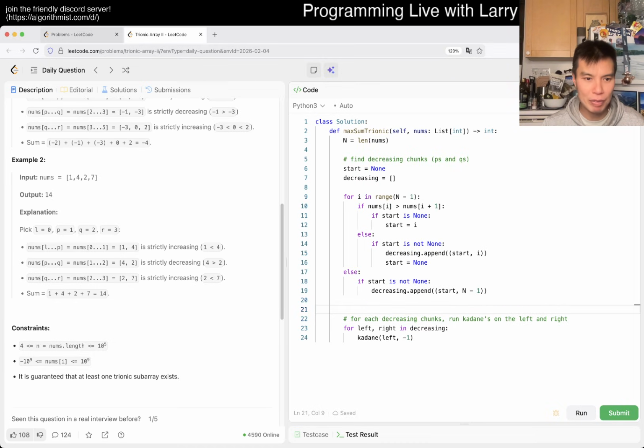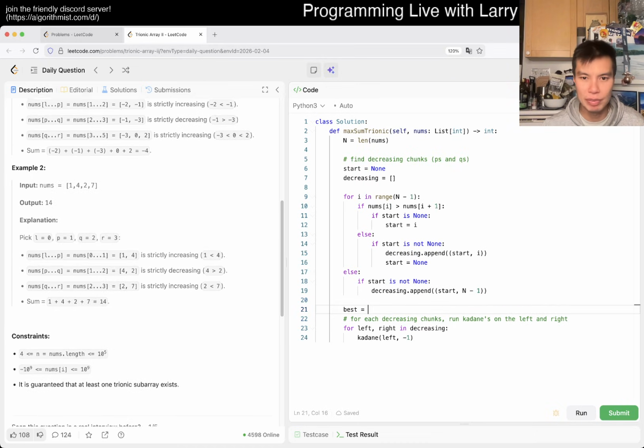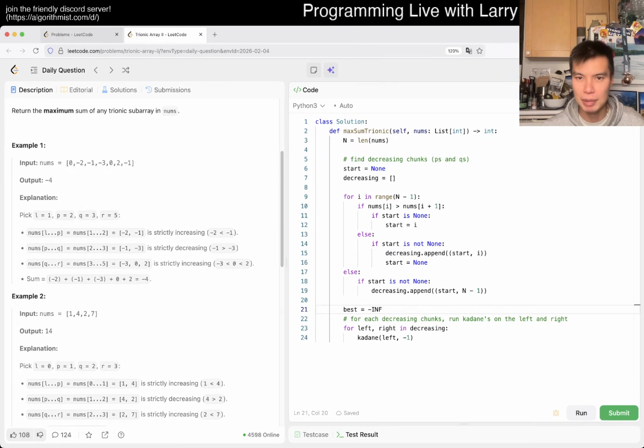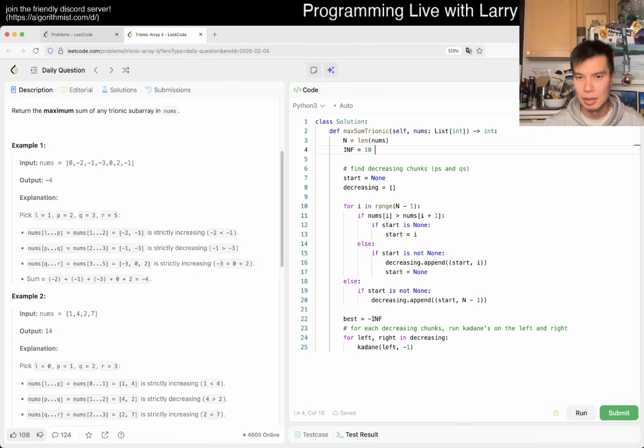Yeah, and then maybe we have the best is equal to -infinity. We're trying to maximize, right? Yeah, maximum. And we also want to, no, maybe that's fine. That's it, right?